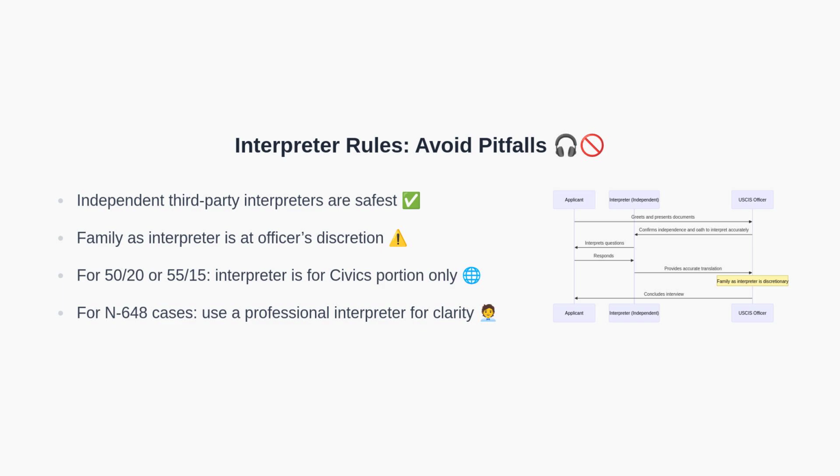Independent interpreters reduce risk and align with USCIS requirements for unbiased interpretation. Family members may sometimes be permitted, but that is entirely at the interviewing officer's discretion and should not be relied upon. Under the 50/20 or 55/15 rule, the interpreter assists specifically with the civics portion, since the English test is waived, but the civics test remains. For disability-based N648 cases, a professional interpreter is recommended to ensure clear understanding during the application interview.